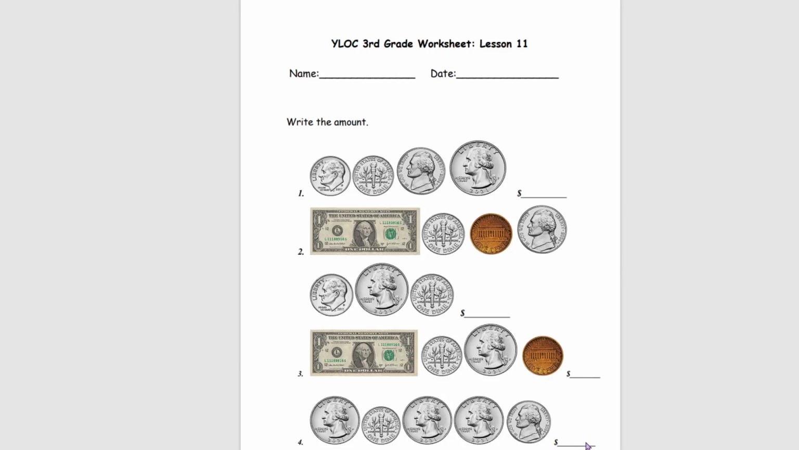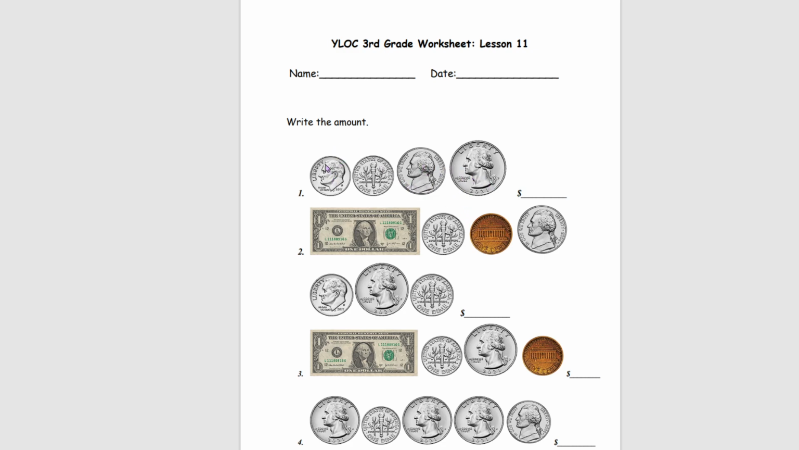Today we'll be going over the Ylog third grade worksheet lesson number 11. To start off, we're going to be writing the amount shown by the coins or dollars that it has. For number one, here we see we have 2 dimes, 1 nickel, and 1 quarter.